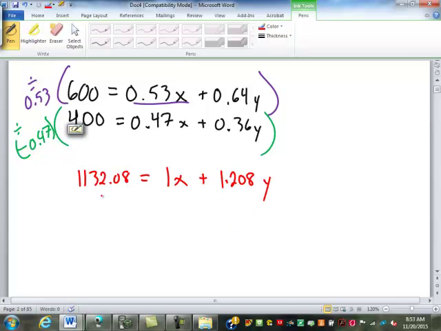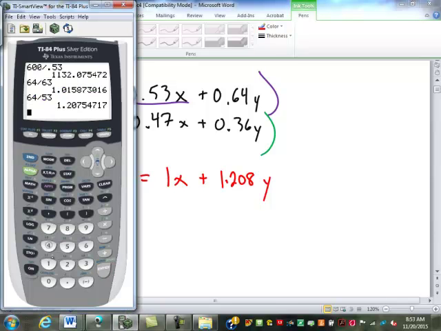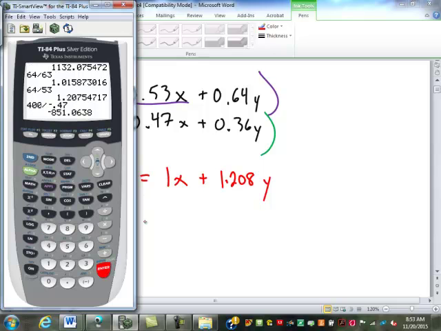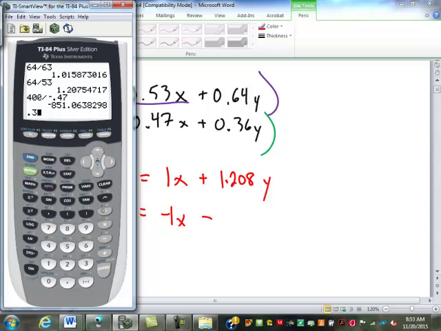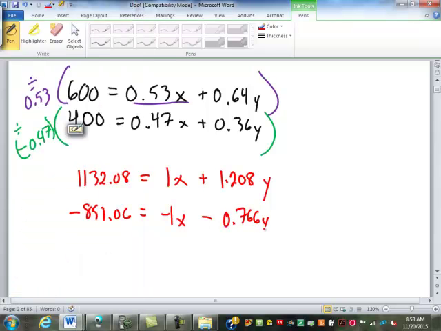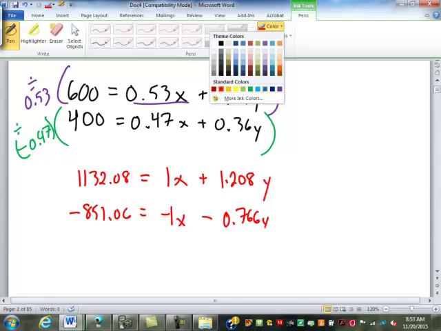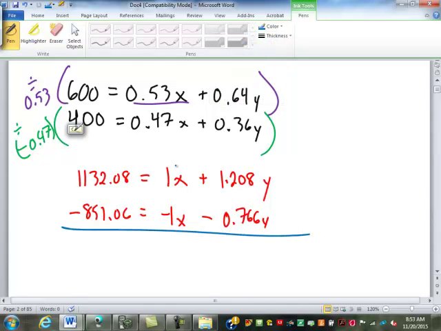Now we got 400 divided by a negative 0.47, negative 851.06, equals, this can be a negative 1x. This will be minus here, 0.36 divided by a negative 0.47 will be a negative 0.766. Now you'll notice that the x's cancel out. In your notes, I want you guys to take a second. See if you can solve that.